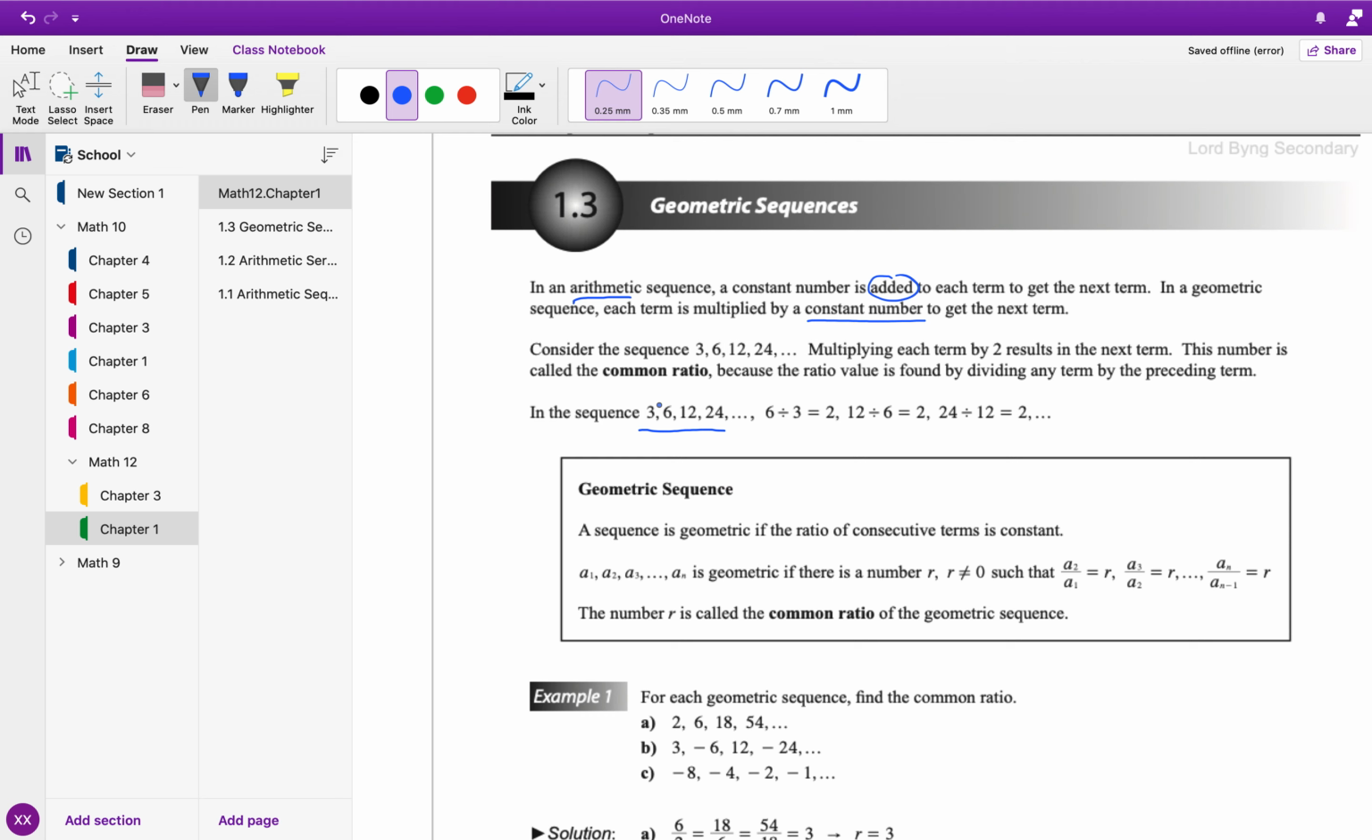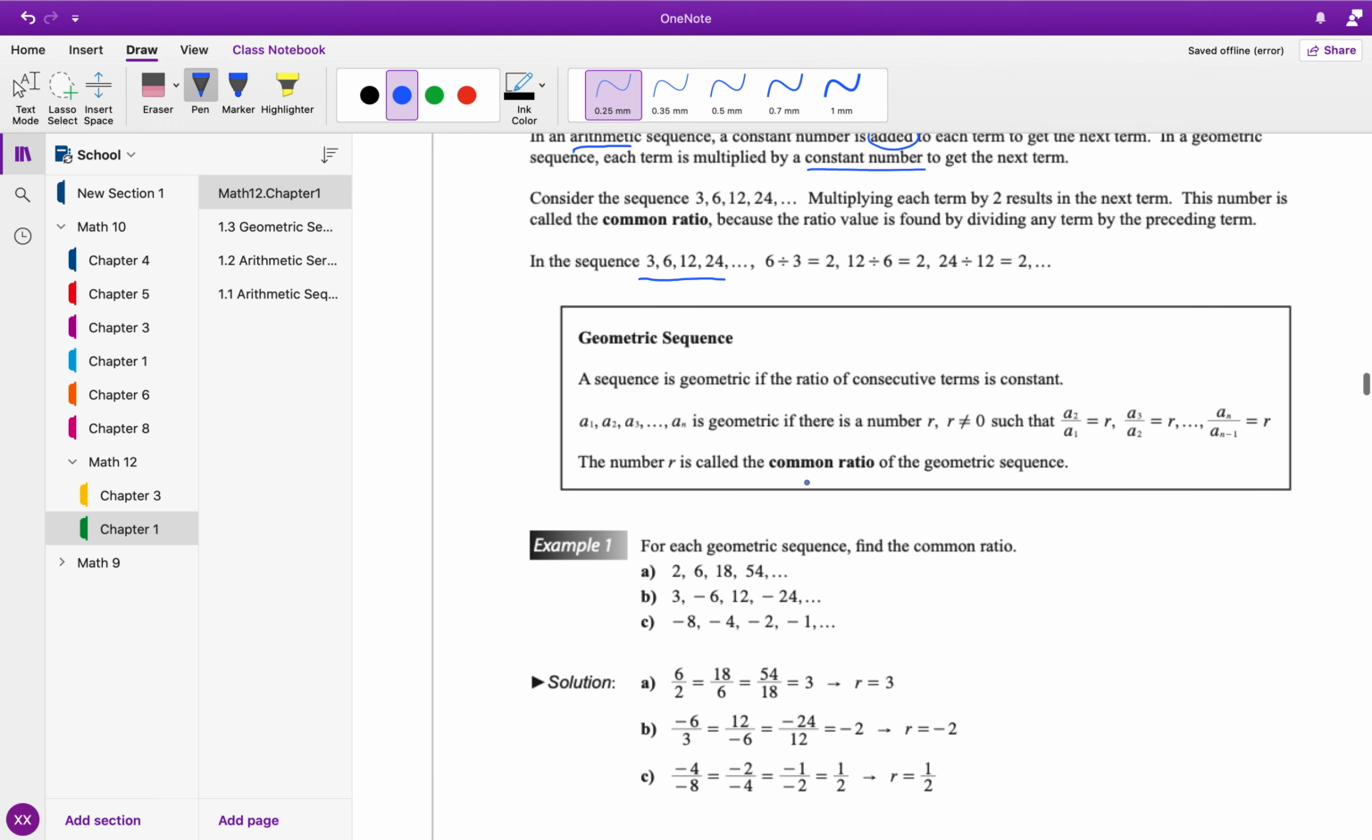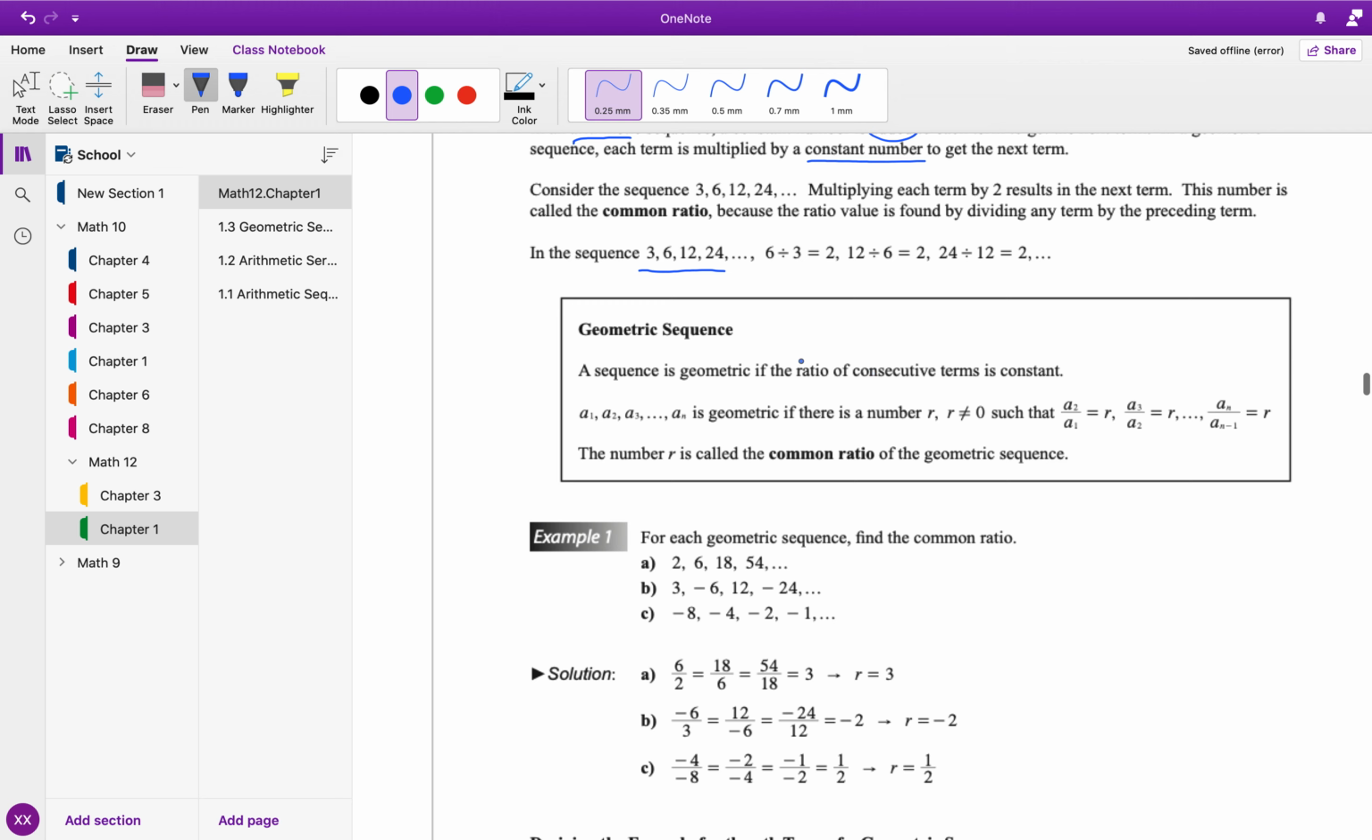For example, 6 divided by 3 gives us 2. 12 divided by 6 gives us 2. 24 divided by 12 gives us 2. Now we're not talking about the common difference, but we're talking about the common ratio. The ratio between two consecutive terms is always the same, so it's constant.